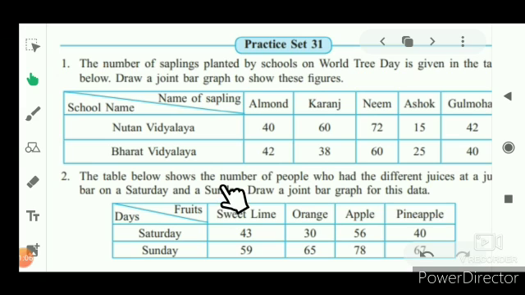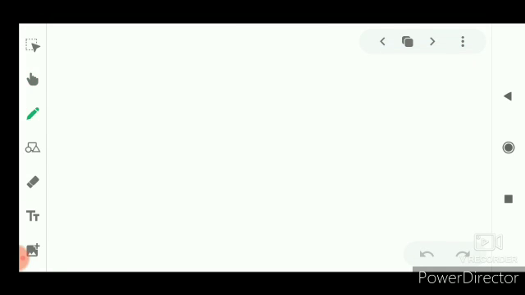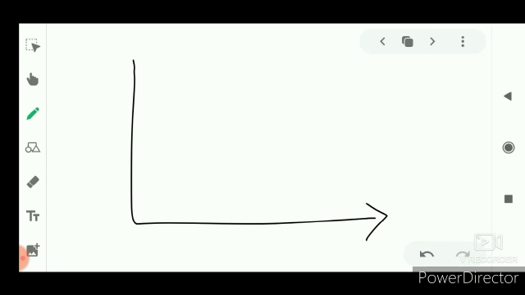Here the saplings are the same for the two schools, and we will take the saplings on one axis and the schools on the other axis. First of all, we will start by making the simple graph, for one school only. Here we will take the trees, or the saplings, and here we will take the number of saplings.